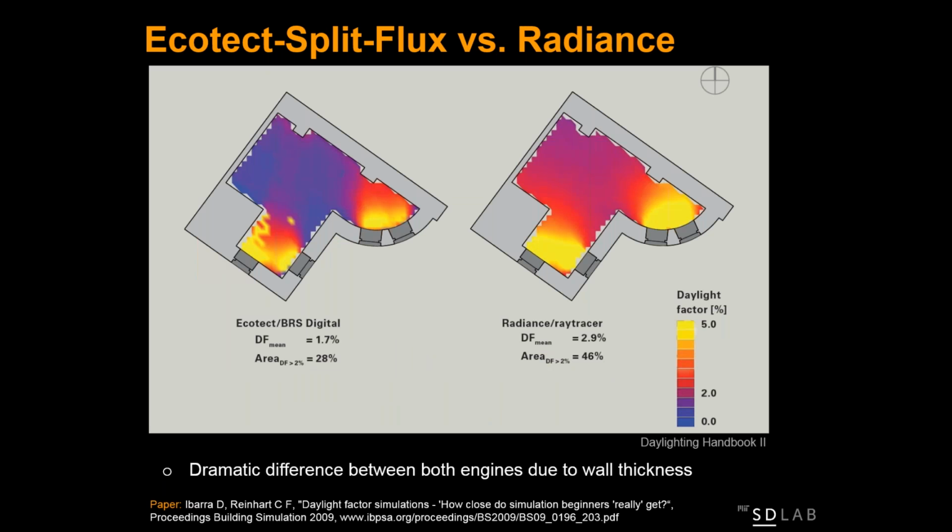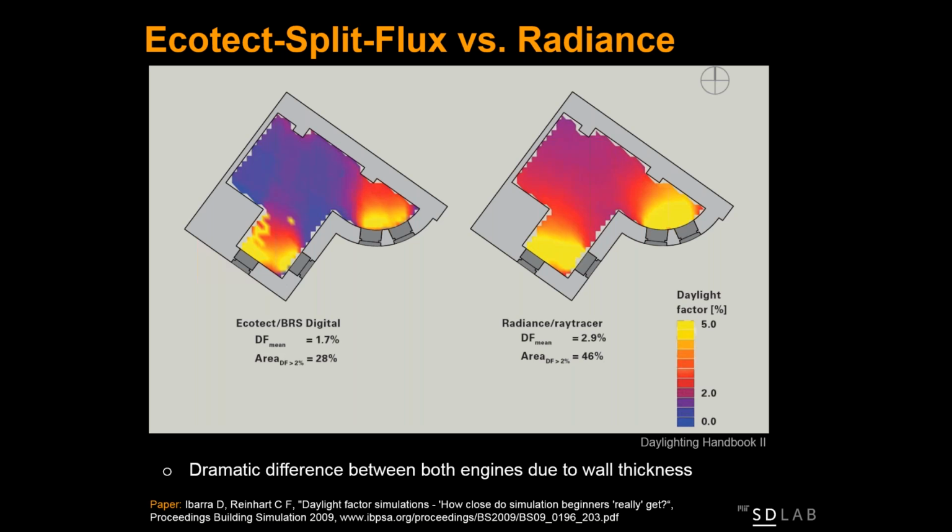So having said that these methods agree pretty well in simple situations, when we actually move on to something more complicated, you see that it's worthwhile to use a more advanced tool. On the left-hand side, you see a simulation based on what I call BRS digital: how much light do you get within the space based on the method that I just showed. And on the right-hand side, you see how Radiance, a ray tracer, would predict how much light there is. And you see significant differences here. The daylit area changes from 28% to 46%. In this case, the daylit area is defined as the points within the space where the daylight factor is over 2%.